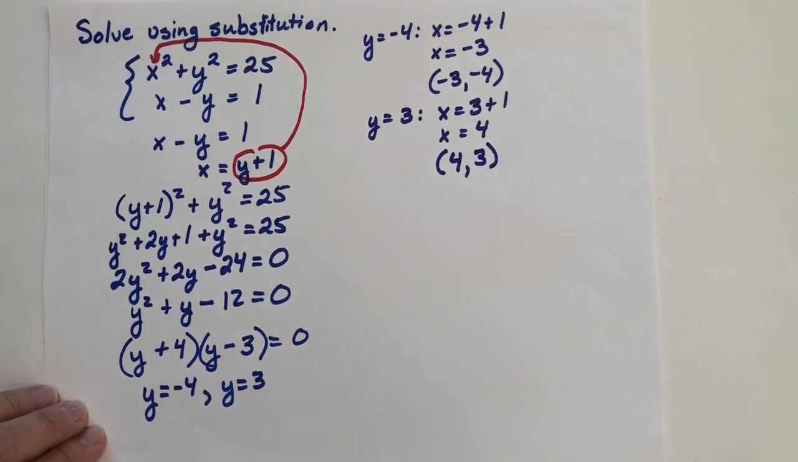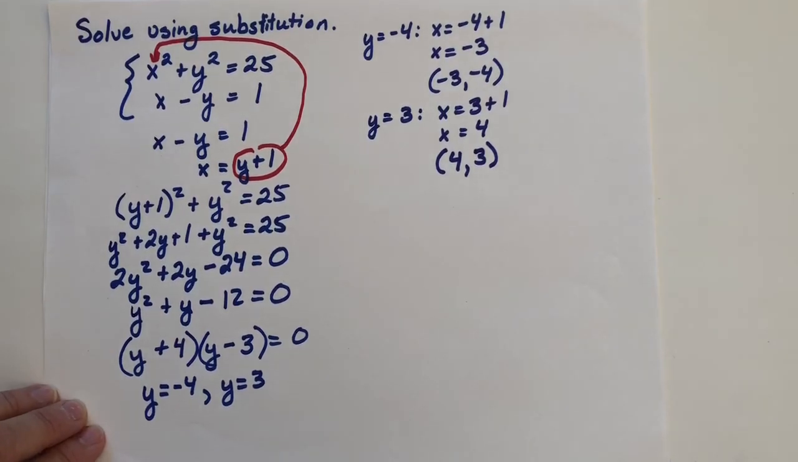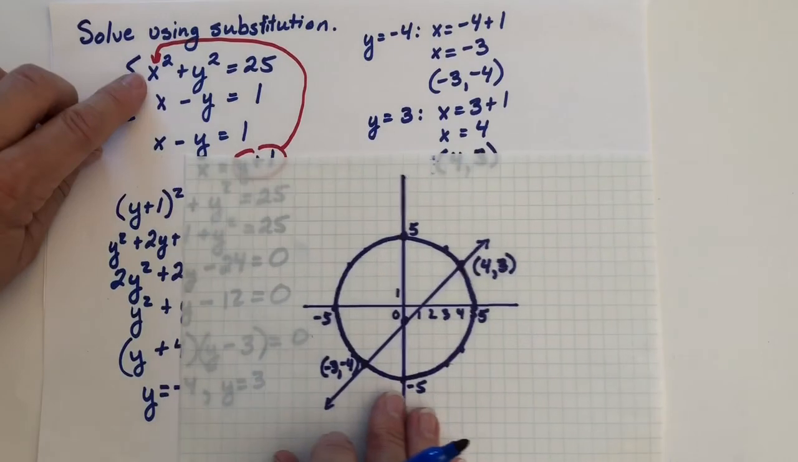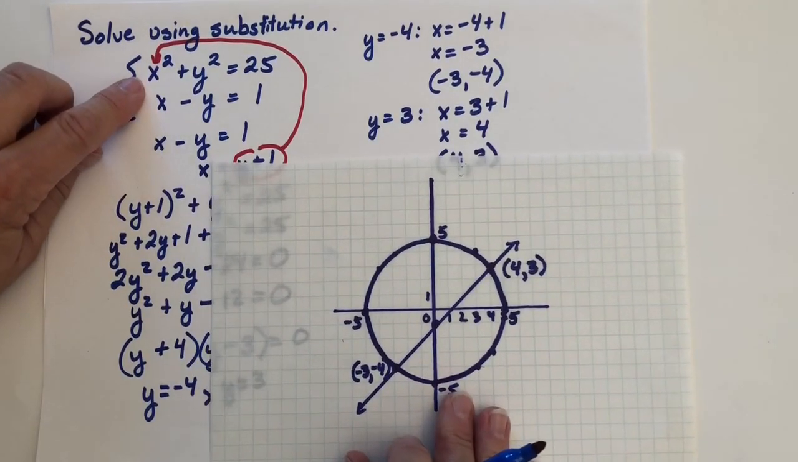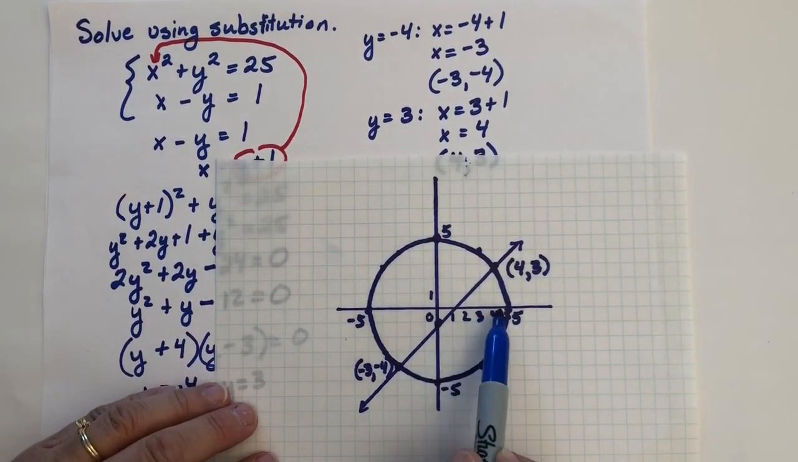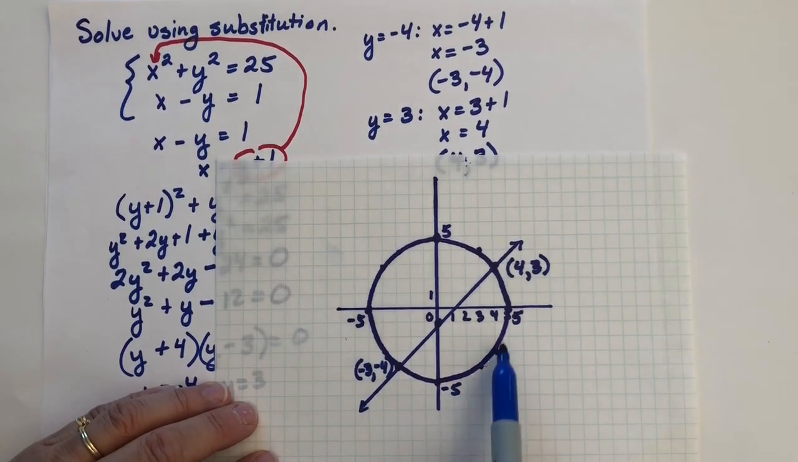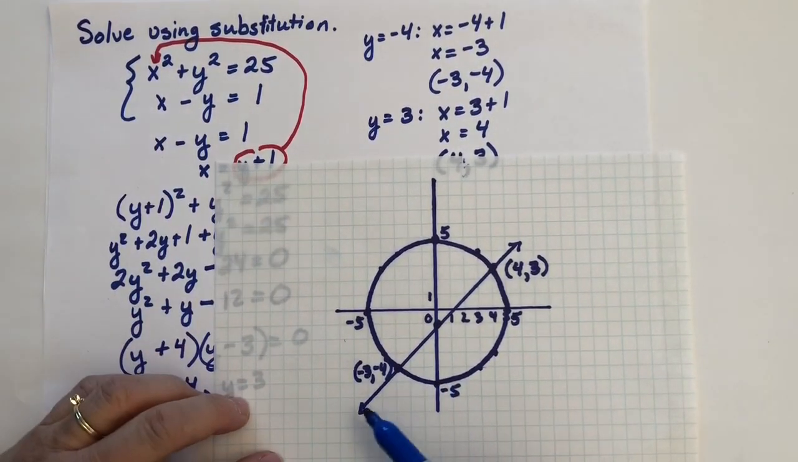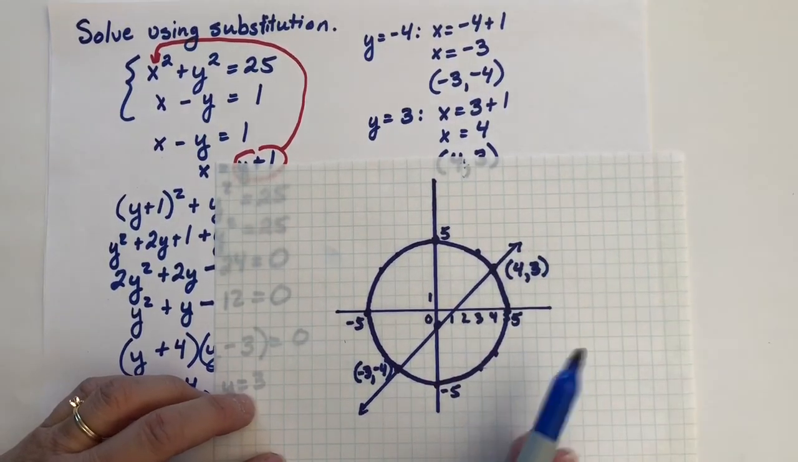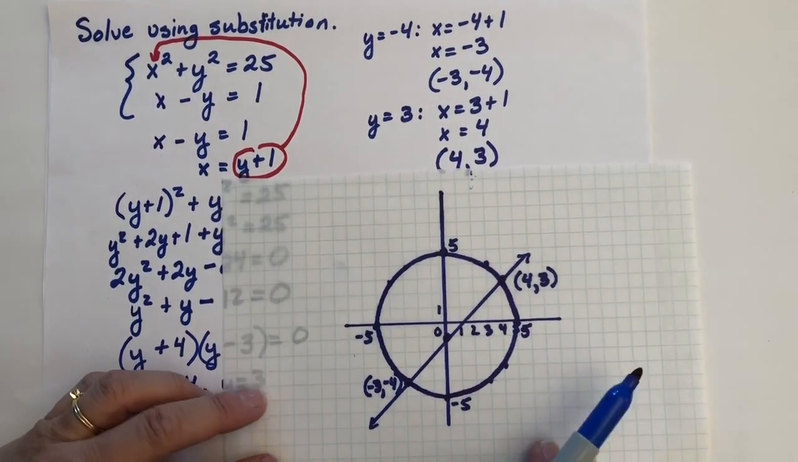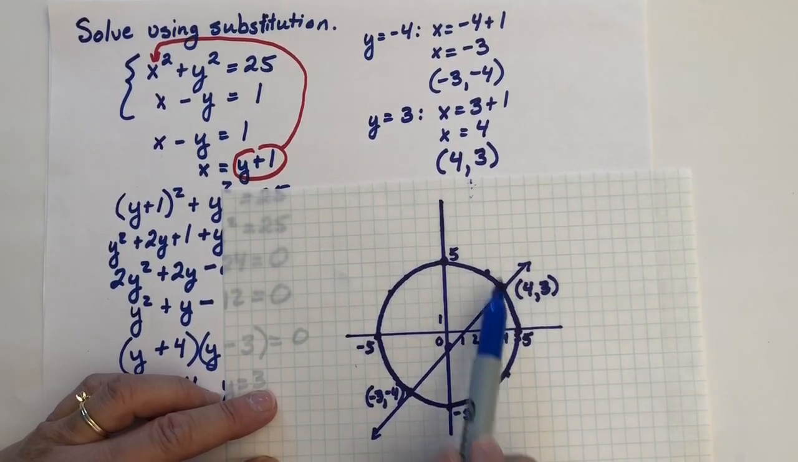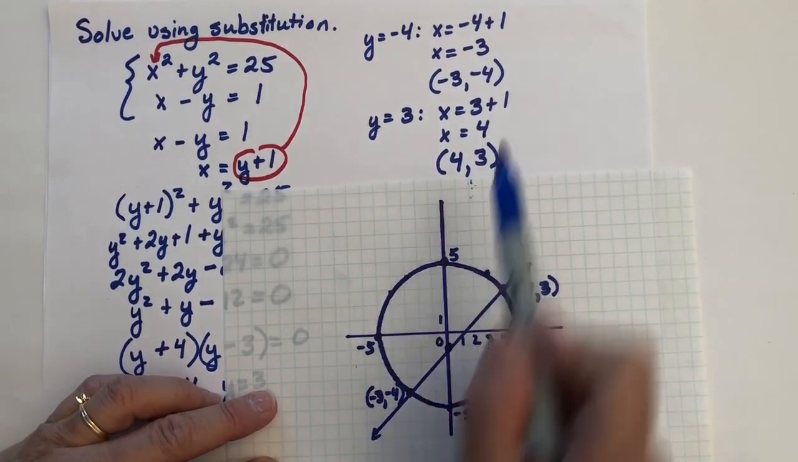Now let me just point this out. I did graph these two equations. Remember, x squared plus y squared equals 25 is a circle centered at the origin with a radius 5. Here it is. x minus y equals 1 is a linear equation, and I graphed it as well. And I just wanted to point out that we do get the same solutions. This point 4, 3, and this point negative 3, negative 4.